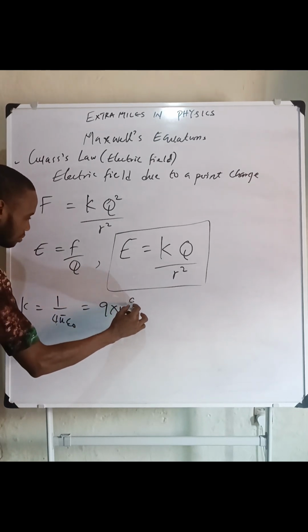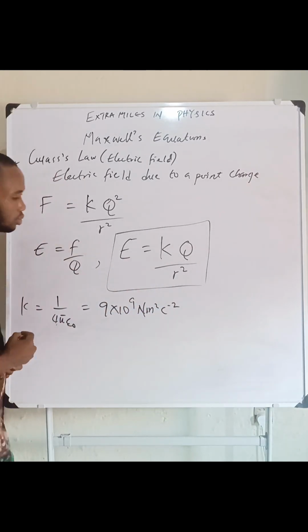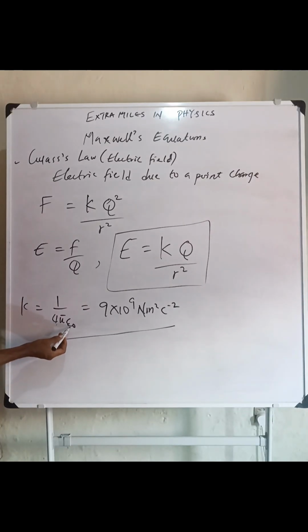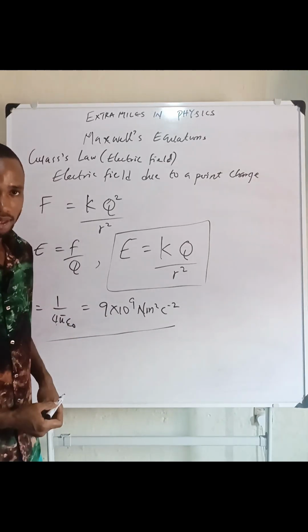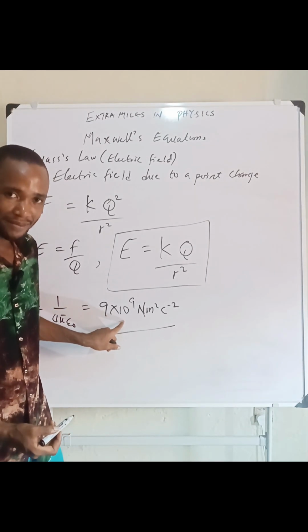9 times 10 raised to power 9 Newton meter square per Coulomb square. So this is a constant. Remember that this is called permittivity of free space. Pi is 3.14. Multiply by this, divide, you will come to have this value. It's not manufactured. This is actually physics.